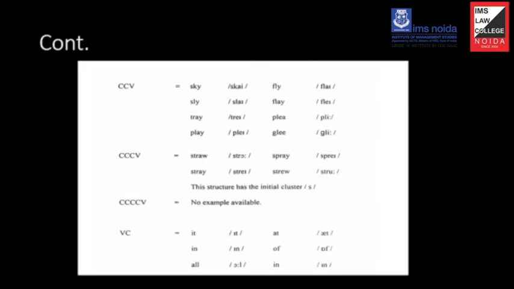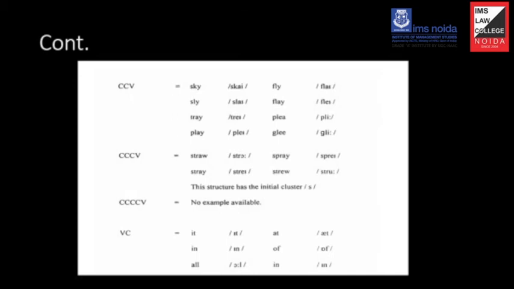Then let's move on to the next one, CCCV. Here there is a cluster of 3 consonants in the initial position, in the onset, S in the word straw, STRAW. And see here in the transcription, STR. S is a consonant, T is a consonant, R is also a consonant, and O is a vowel sound. And as I have told you earlier, in the initial position there cannot be a cluster of more than 3 consonants. So the structure CCCCV is not available.